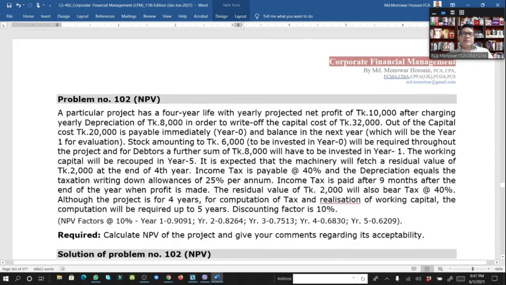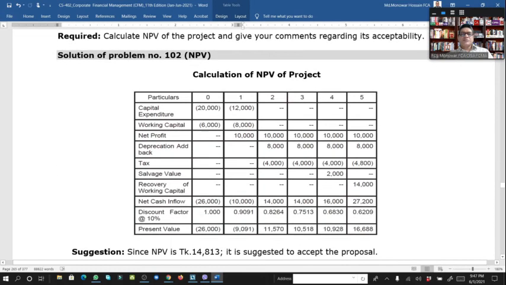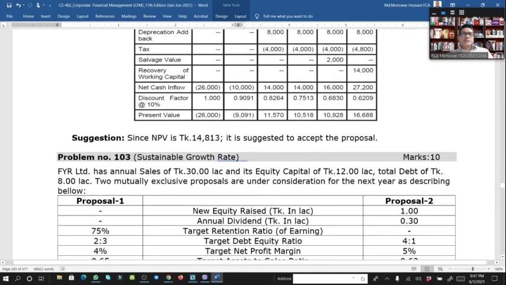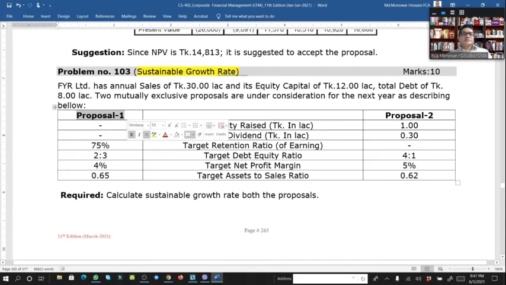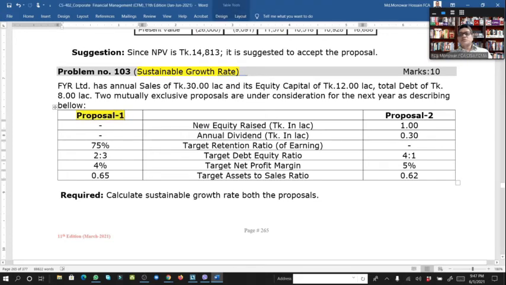Another one is the NPV calculation: calculate the NPV of the project. Here is the calculation, and another new math includes the sustainable growth rate. FI has annual sales of 30 lakh, equity capital of 12 lakh, and total debt of 8 lakh. Two mutually exclusive proposals, proposal 1 and proposal 2, are under consideration for the next year.